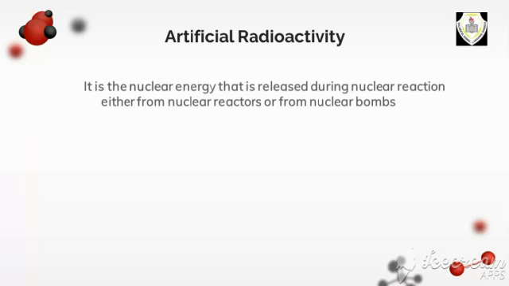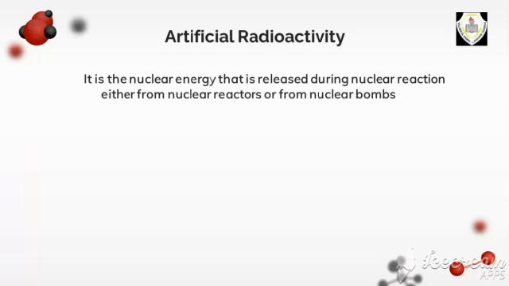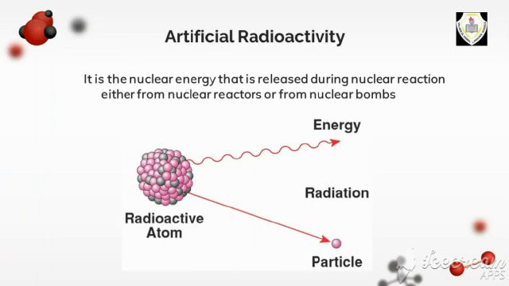Artificial radioactivity. It's the nuclear energy that's released during nuclear reaction, either from nuclear reactors or from nuclear bomb. As we see, the atom produces particles like alpha, beta, and energy in the form of radiation.